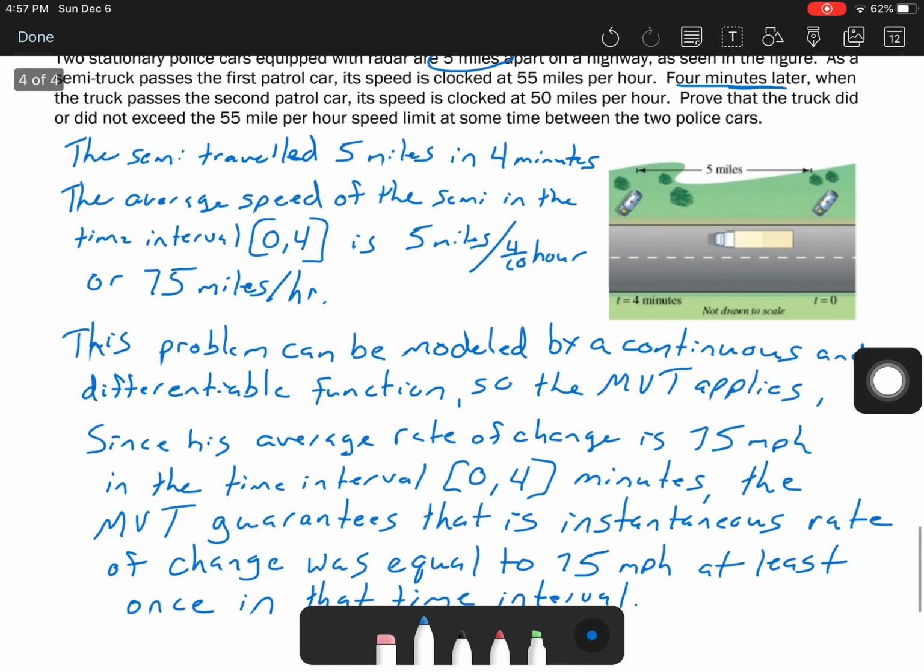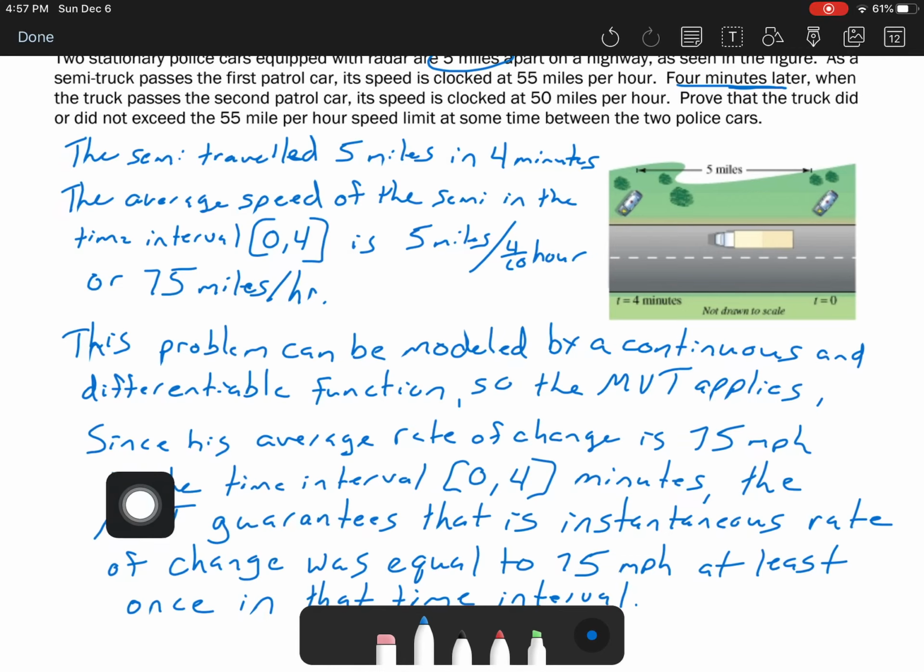But here's the way I'm going to say this. So the semi traveled 5 miles in 4 minutes. So his average speed was found by dividing 5 miles by 4 minutes, or 4/60ths of an hour. Comes out at 75 miles per hour. So this problem can be modeled by a continuous and differentiable function, where speed is changing throughout the time interval from 0 to 4 minutes, but it's continuous, so that's why we can model it with a differentiable continuous function.